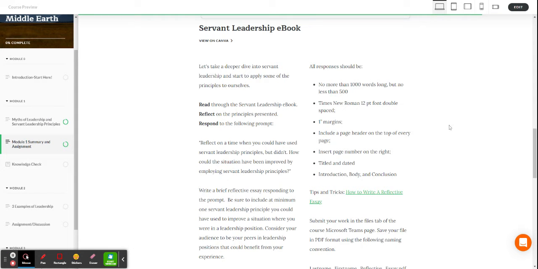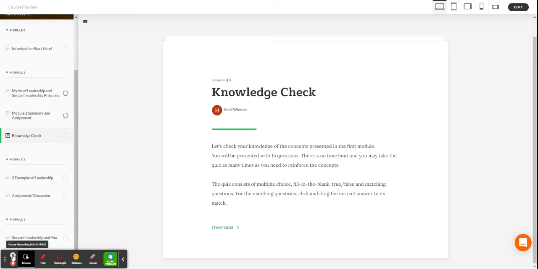So the first assignment goes back to the objective of defining the principles of servant leadership, but taking it a step further and applying those to themselves. The learners will reflect on a time they could have used servant leadership principles but did not, and will write a reflective essay on that. They'll then go through and complete a 15-question knowledge check to reinforce their concepts from Module 1.